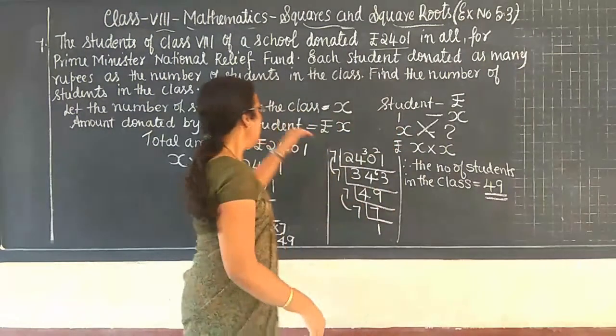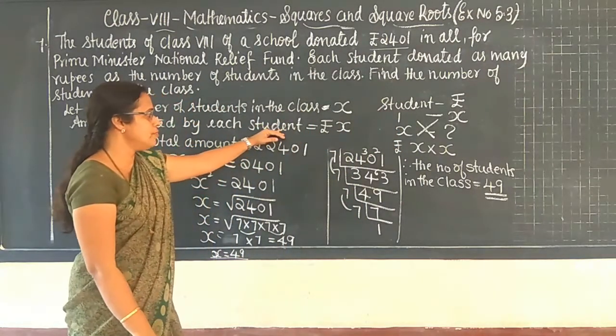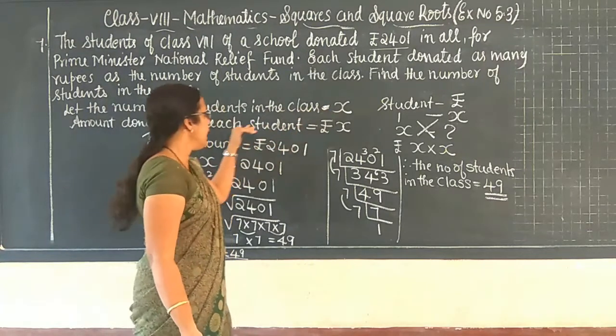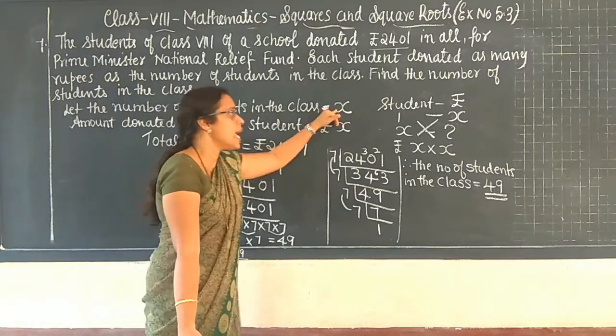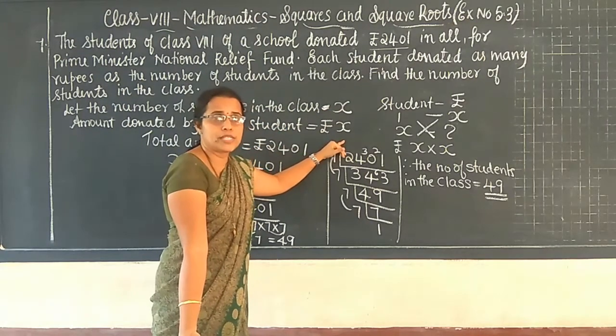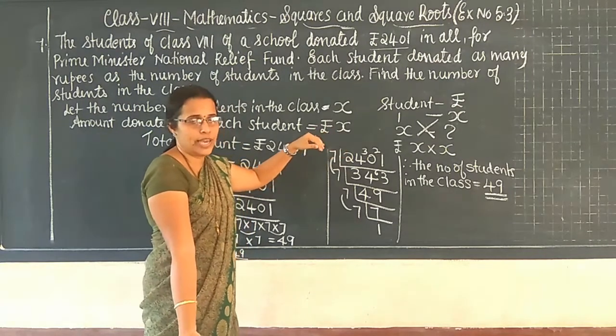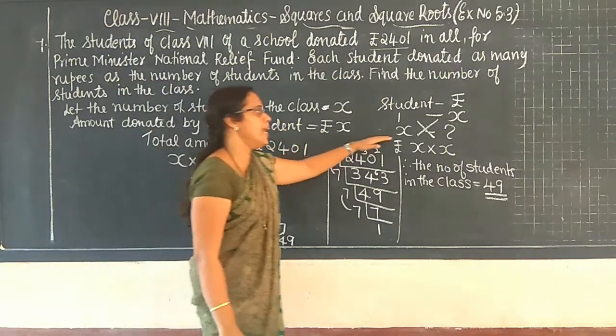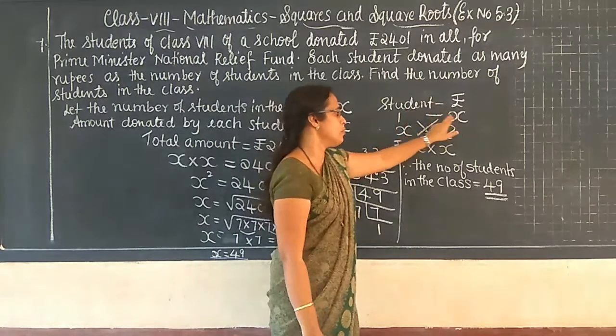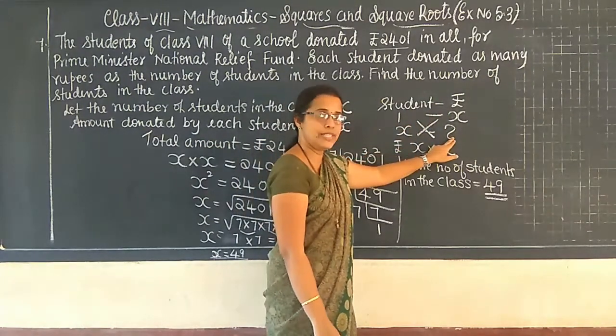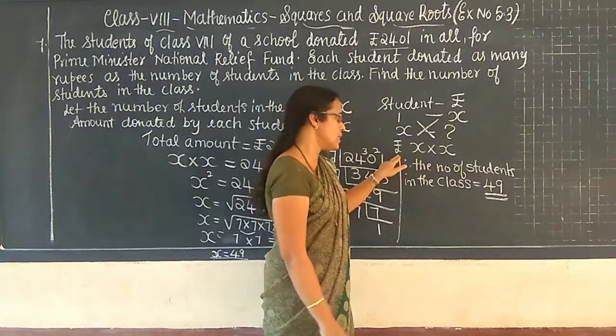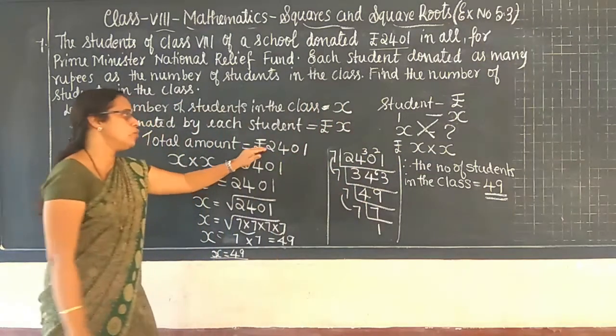See here. How many students are there? X students are there. Means each student will give how much rupees? Same number of rupees. That is X rupees itself. So total, how can we find out? Each student will give X rupees, means X students will give how much? X into X rupees. Total amount is given already, 2401.